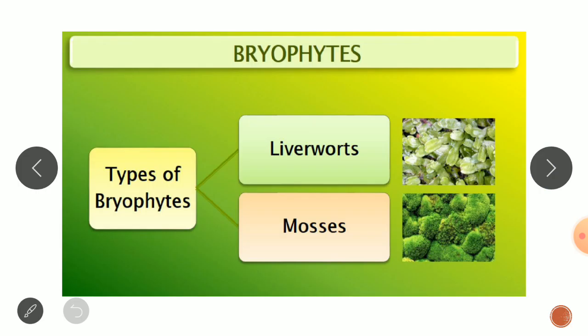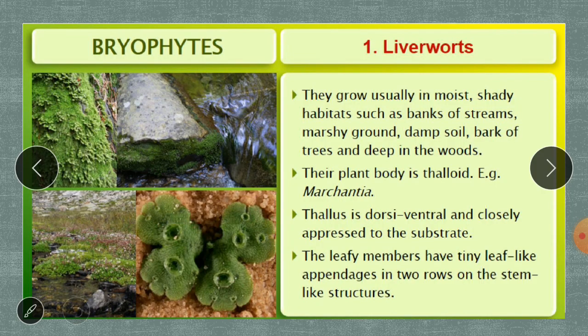Coming to the types of bryophytes, we can see there are mainly two types of bryophytes: liverworts and mosses. So let us study about these two types of bryophytes, the liverworts and mosses. Coming to the first one, that is your liverworts.